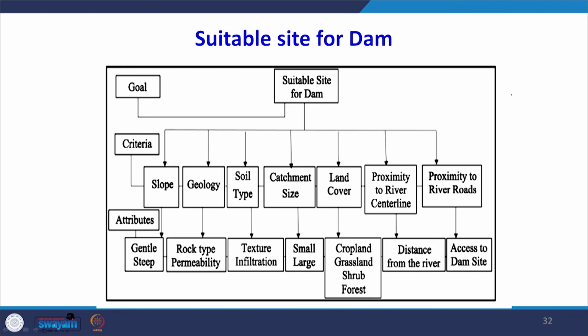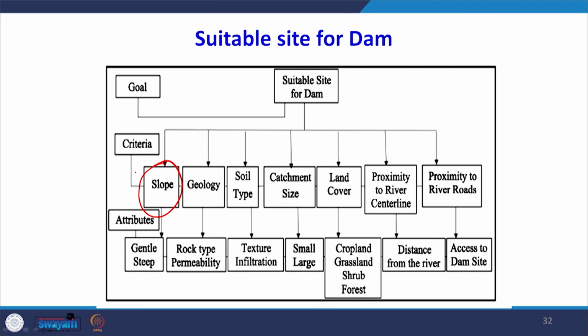If we are selecting a suitable site for the dam, there are many parameters which are required to be studied in GIS integrated, but you can see the slope is also very important here. So in order to have those different parameters, integrate them together into a certain decision rule so that we can find out what is the best site for the dam: slope, geology, soil type, land cover, proximity to river, proximity to roads, etc.